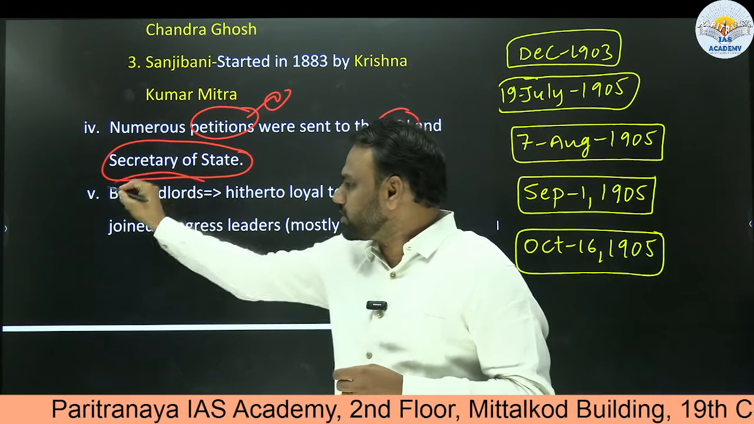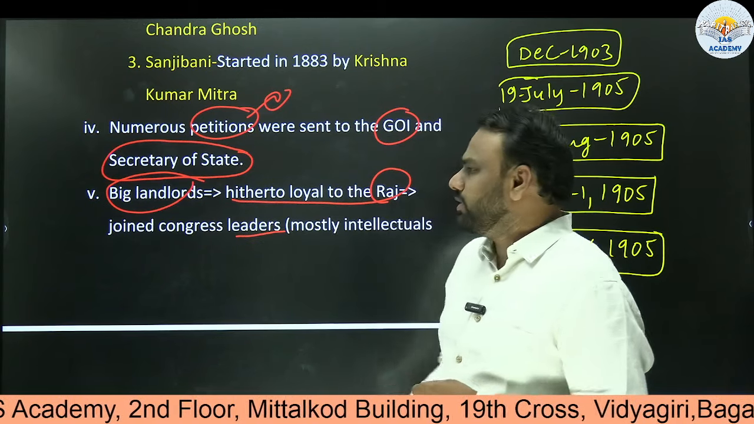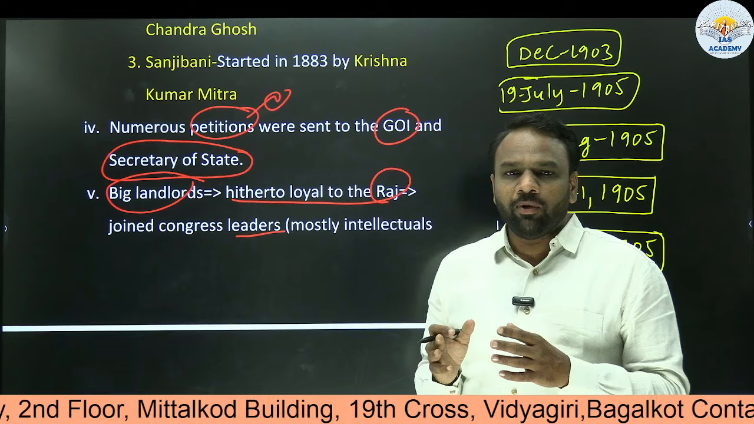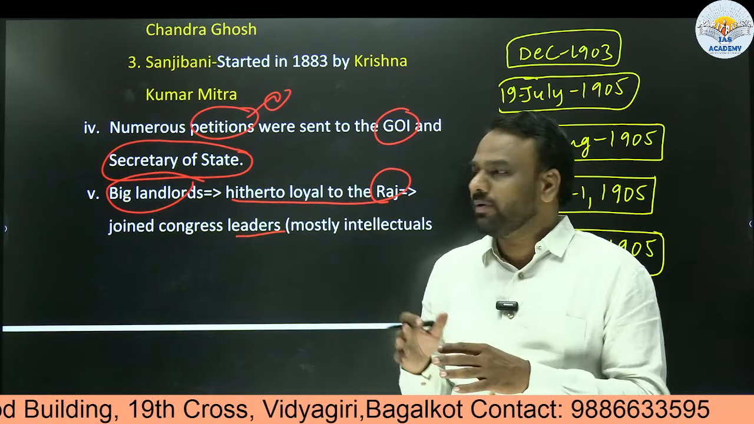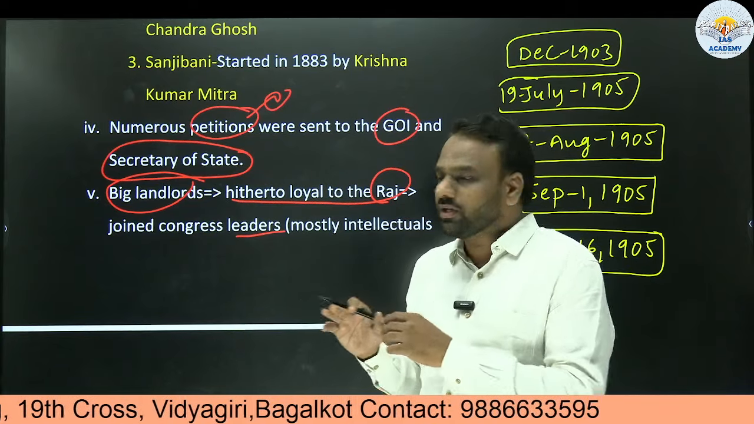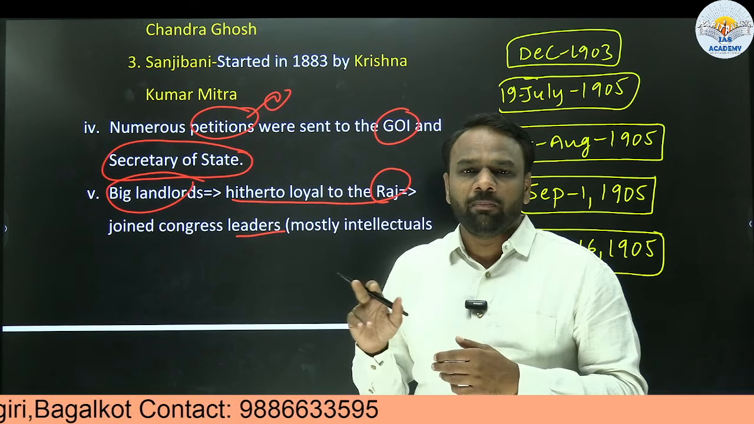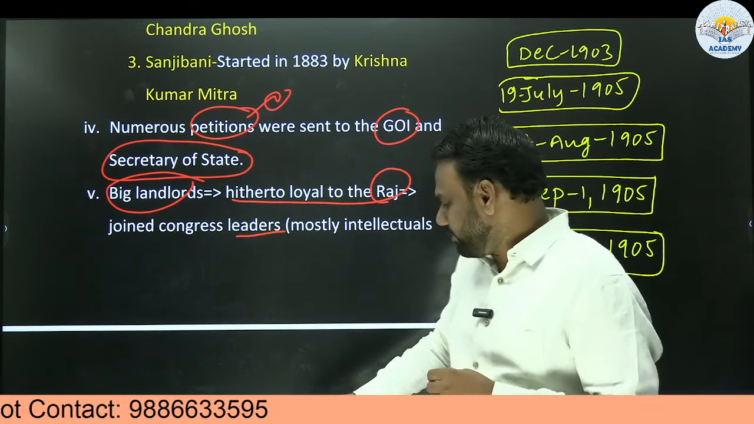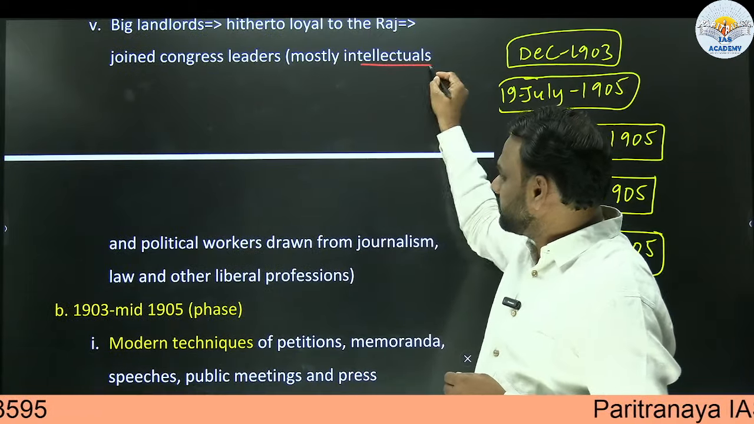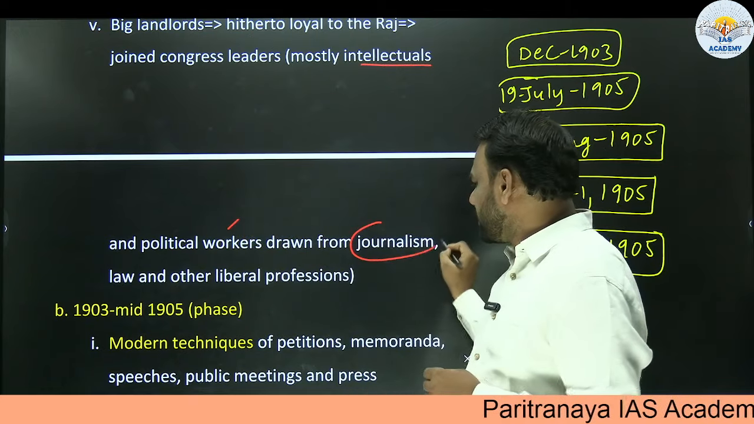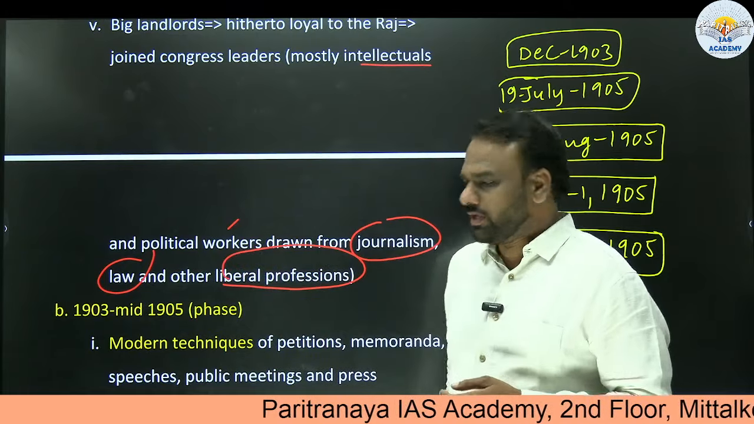Next, big landlords, hitherto loyal to the Raj, joined Congress leaders. Okay, very important. So big landlords, the people who had hundreds of acres of land. Hitherto, until now, generally they were not interested to join Congress. But during this anti-partition movement, even they joined Congress to oppose the partition plan of Britishers. Very important point to note. Most of these big landlords were mostly intellectuals and political workers drawn from journalism. Some of them were journalists, few of them were lawyers, and also from other professionals as well.